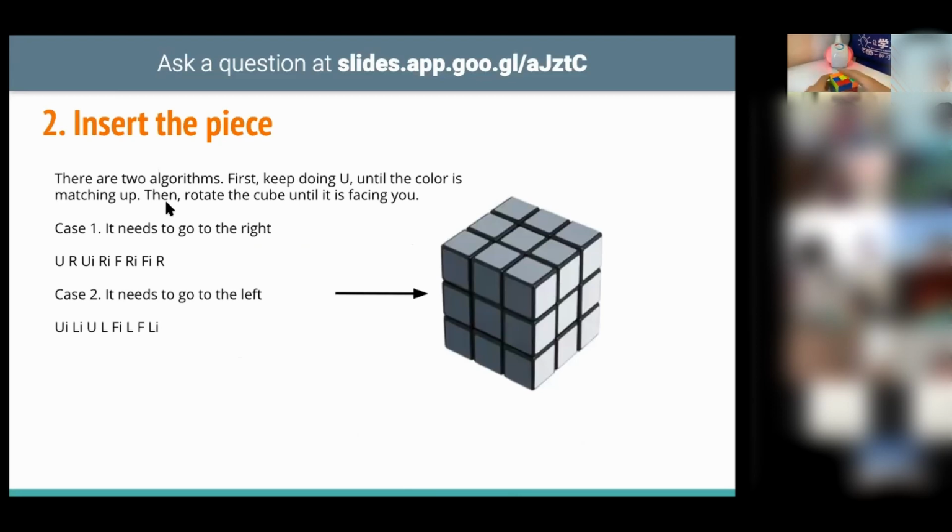Next, we are going to try and insert the piece. Now, there is a special case for this. If the edge is in the middle layer, sandwiched between the top and the bottom, that is a special case, which I'll discuss later. But for now, we're going to look at the ones that are in the top layer. Like this one, this edge does not have a yellow on it. So your goal is to keep on doing U.